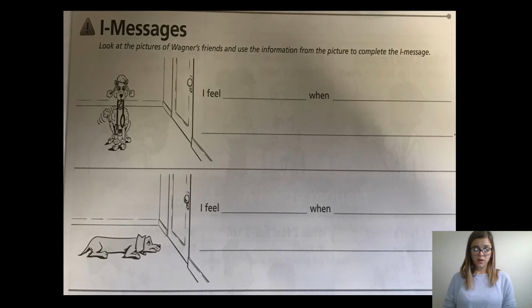Now, on the other hand, Mitch, he looks a little sad, okay? And I wonder why he could be sad. There's different possibilities here, but I'm going to say I feel sad when my human is not home. Okay, it looks like he's waiting for his human to come home. So do you see how these iMessages help us express how we're feeling?